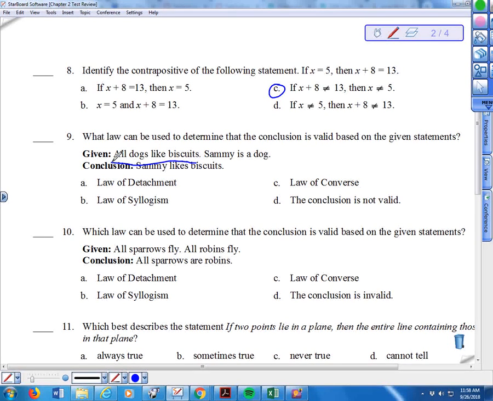How could I rewrite "all dogs like biscuits" as an if-then statement? If you were a dog, you would. Okay. I could say if an animal is a dog, but I like you because I like to pretend I'm a dog, I guess. If you are a dog, then you like biscuits.